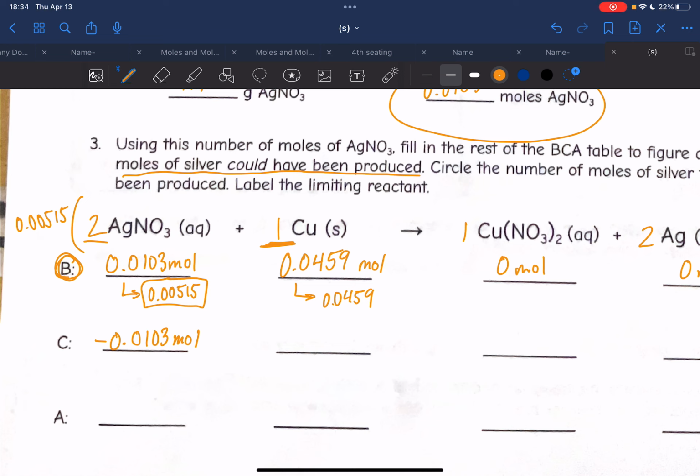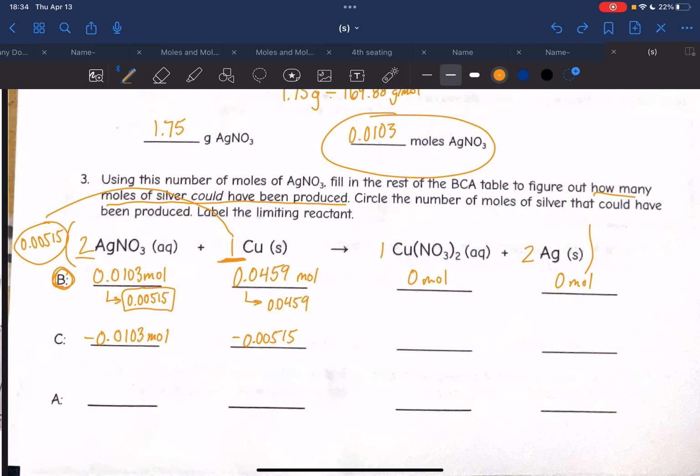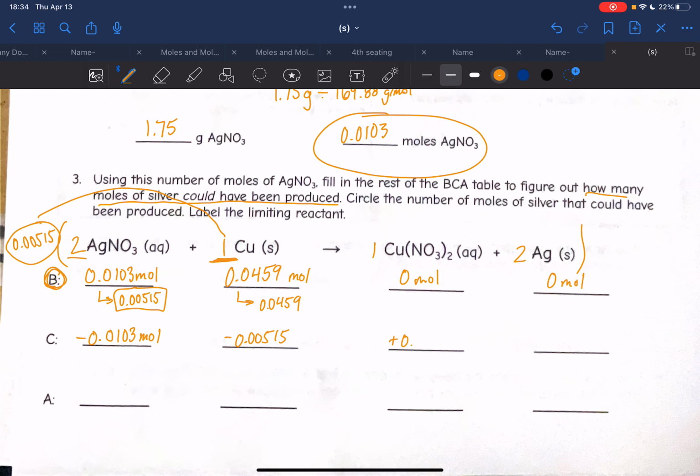0.459. Oh, sorry. This is going to be just times 1, right? This number times 1 gives me itself. I'm going to make that many moles of copper 2 nitrate. I'm going to make 0.0103 moles of silver. I'm not going to do the subtraction and addition because you can do that yourself. That's very simple. And I've already got my answer here.